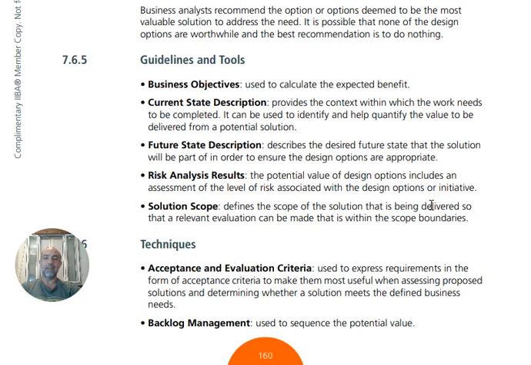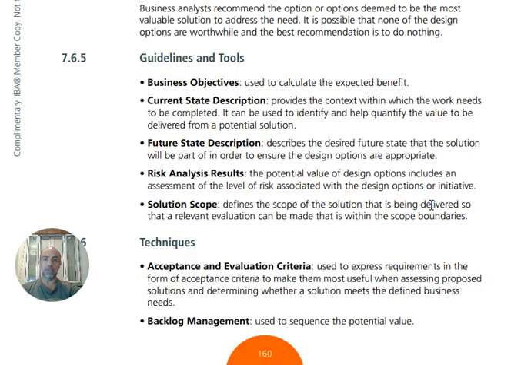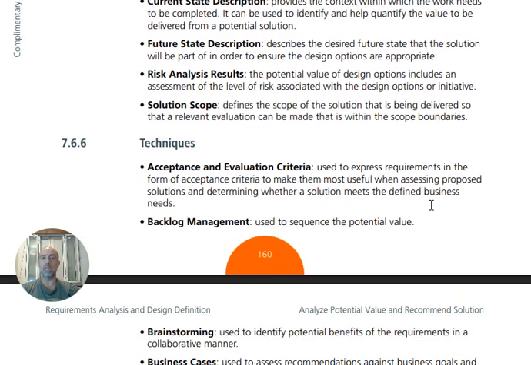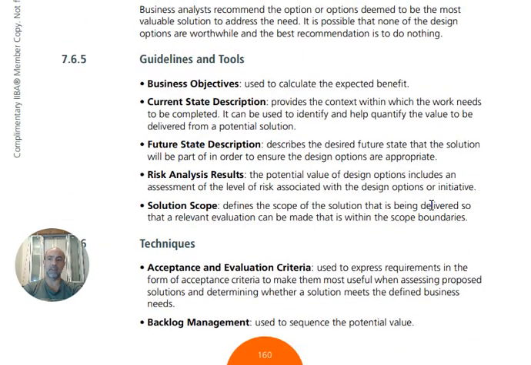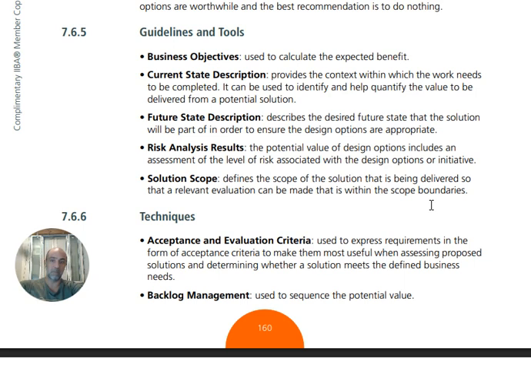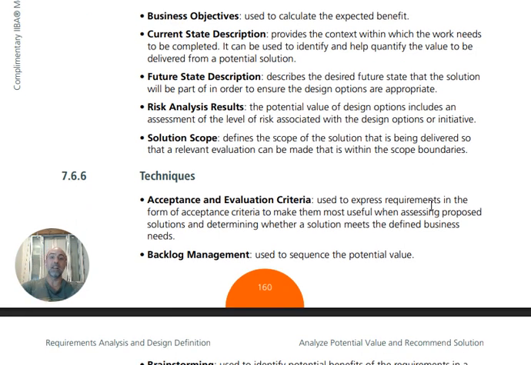Anyways, what are the guidelines and tools? Business objectives, the current state description, future state description, risk analysis results, and the solution scope. Makes sense, because we're finalizing the potential value and the recommended solution. So you need the objectives, the current state, the future state, the risk analysis results, so that we spend time understanding the difference between the current state and the future state, and the scope of the solution. Like, where do we stop ourselves? We're solving world hunger, if anything.